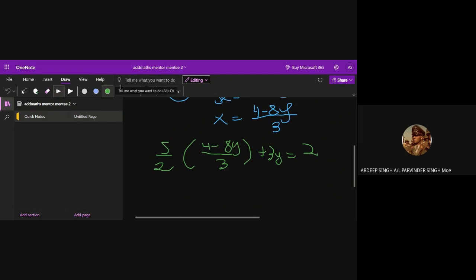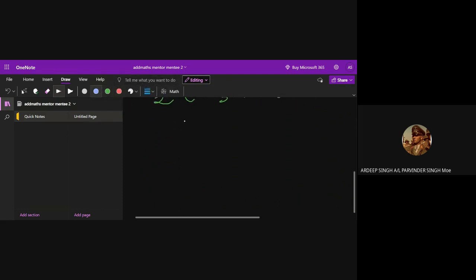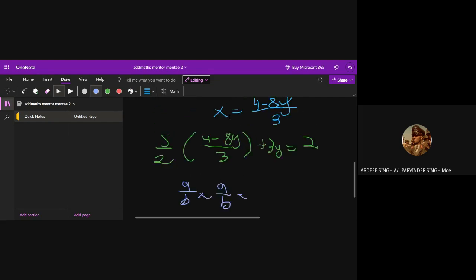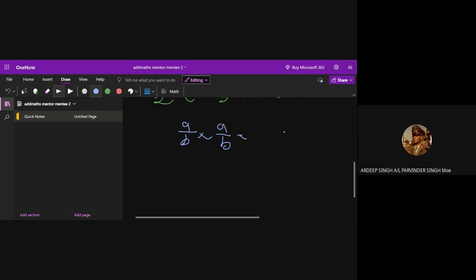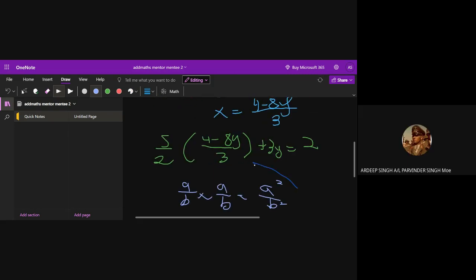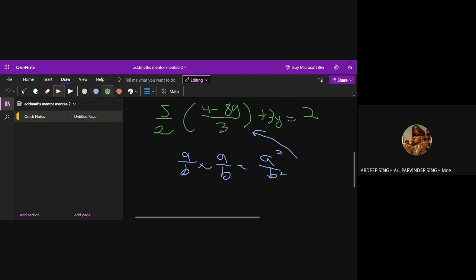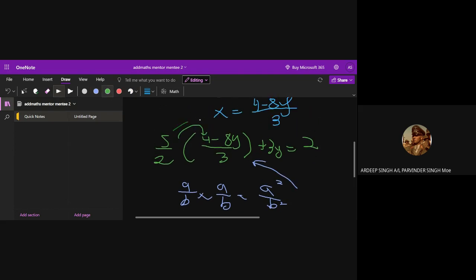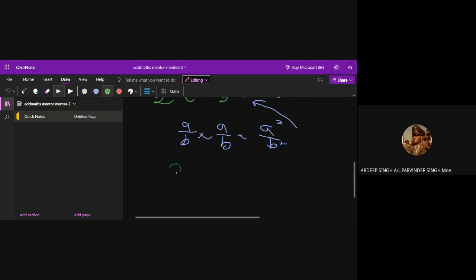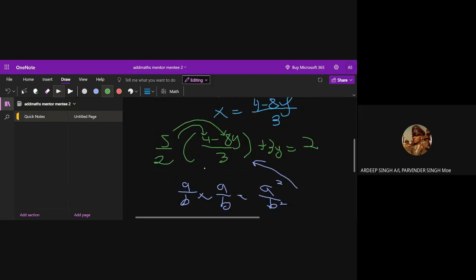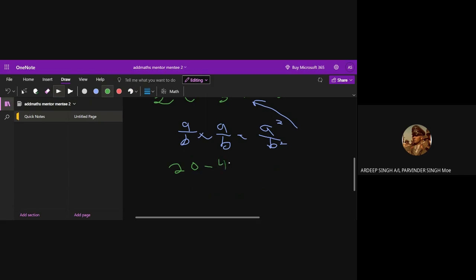Very simple. But before this step, I want to teach you something. When a over b times a over b, what you get is simple: you get a square over b square. So we apply this same thing here. When 5 times 4 and times minus 8, you get 20 minus 40y.